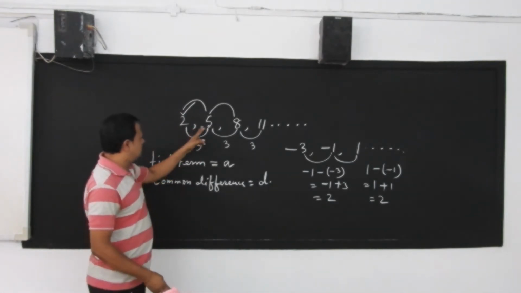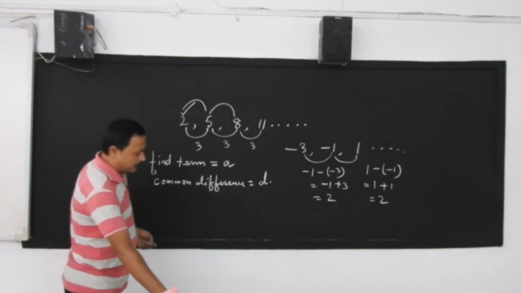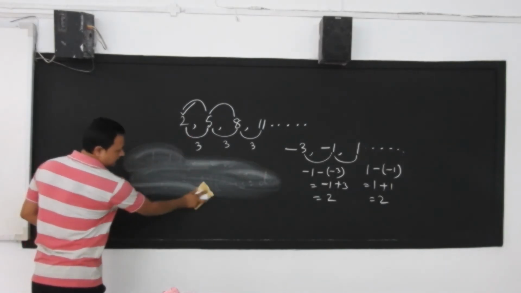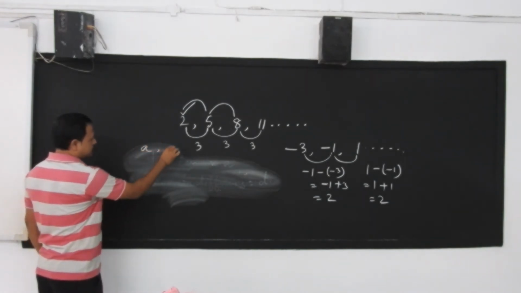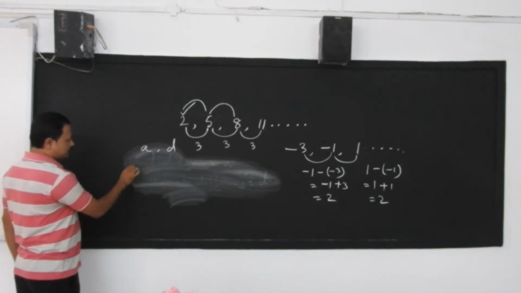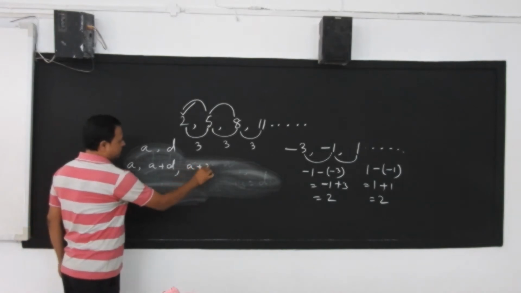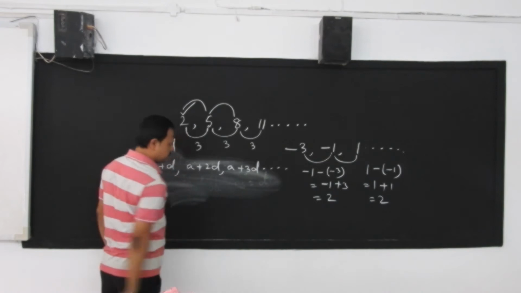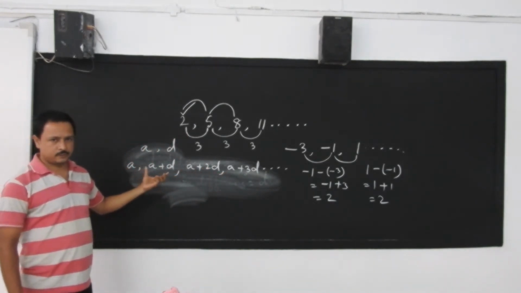Now the general form of an arithmetic progression will be like this. If the first term is a and the common difference is d, then the general form of an arithmetic progression will be a, a plus d, a plus 2d, a plus 3d, and so on. This is the general form of an arithmetic progression.